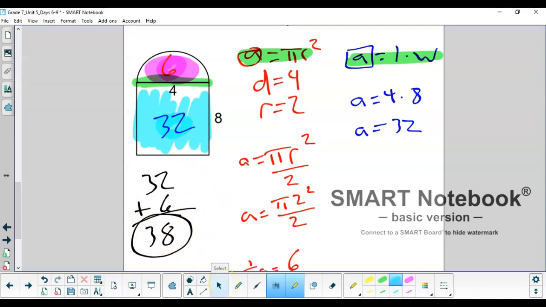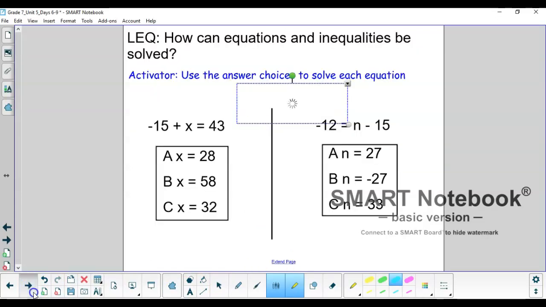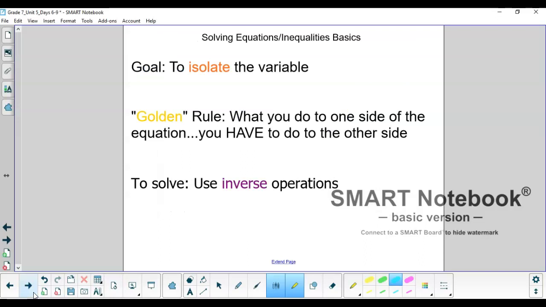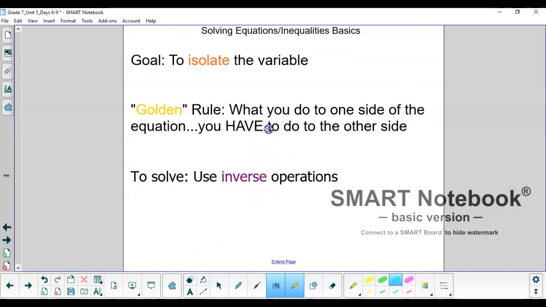So again, it's up to you to make any corrections on your warm-up, and I will come around and grade those as we get going here today. So as far as today's lesson, we're going to be learning something new. We are moving into solving equations and inequalities. This slide right here definitely needs to go into your notes.